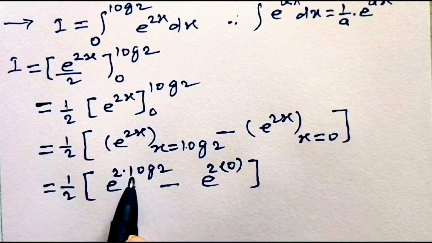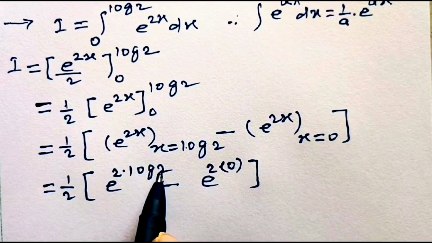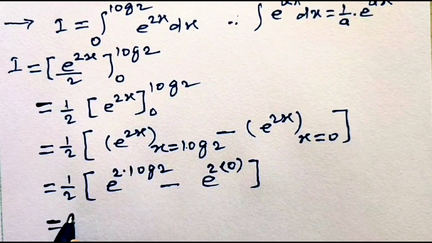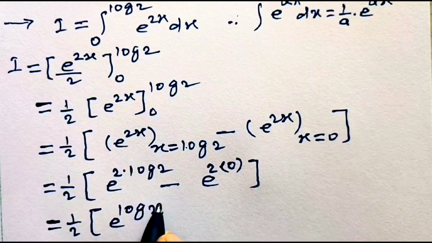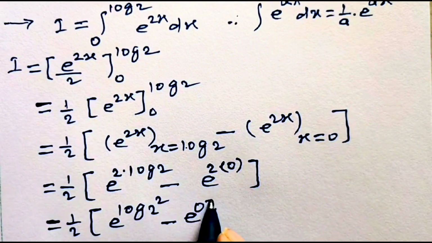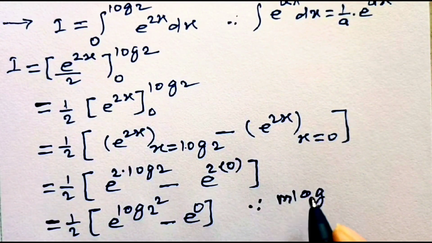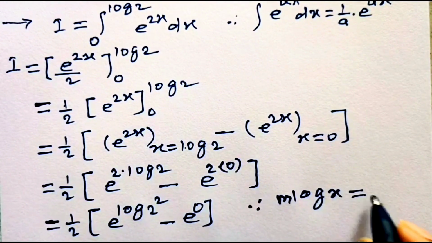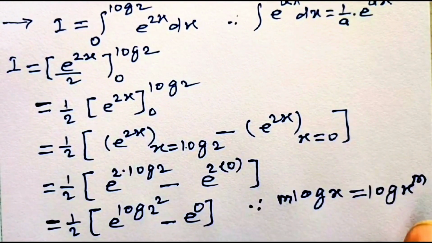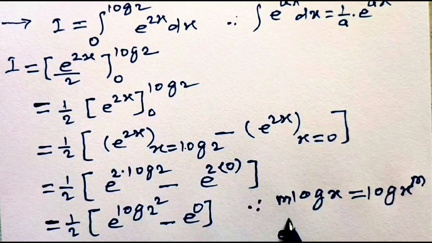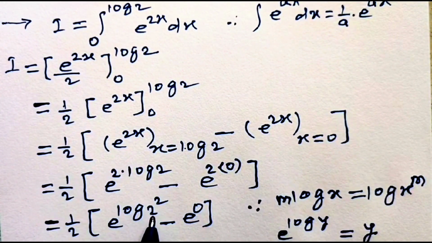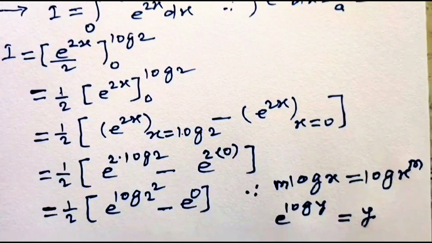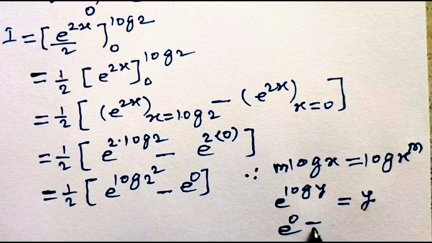Okay, now 2 is the coefficient of log. This 2 becomes the power of this 2. So we can write 1 upon 2 into bracket e to the power logarithm of 2 square minus e to the power 0. You know, m times logarithm of x can be written as logarithm of x to the power m, and then e to the power log of y is equal to simply y, because e and log get cancelled. You can apply that here. E and log get cancelled, remains only 2 square. And you know, next e to the power 0 is equal to 1.